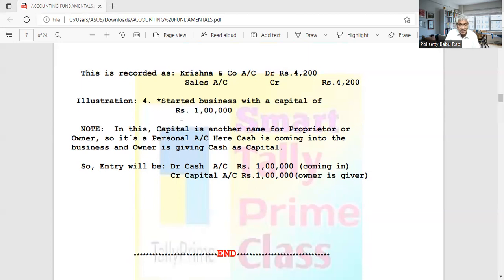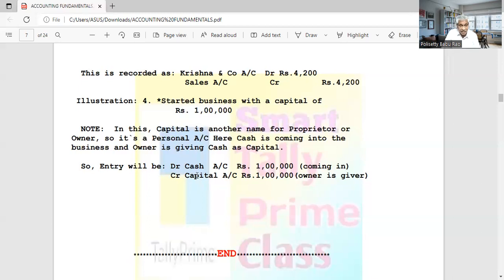In this case, capital account is another name for proprietor, another name for owner. So it is a personal account. Here, cash is coming into the business. The owner is giving cash as capital. So when the cash is coming into the business, what do we have to do? Debit what comes in. So cash account is debited because it is coming in.